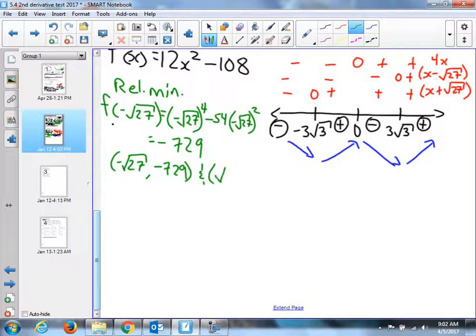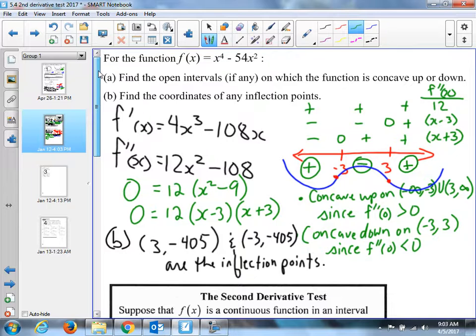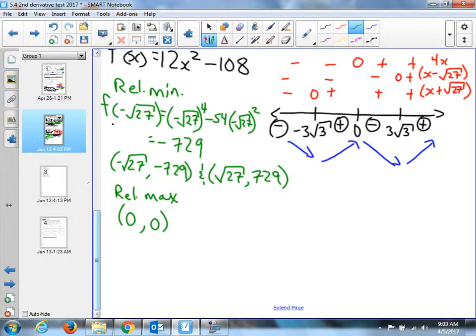And positive root 27, or 3 root 3 if you wish, 729. If you did a second derivative test and plugged those in, they come out negative. Relative max is at 0, comma, I think you can see this one is 0, on the original function, right? Okay. x to the 4 minus 54 times 0 squared. This is sort of a review of some other stuff. Now, I'm not going to actually use the second derivative test to see if those were maxes or mins, because I could see from my sign analysis with the blue sticks, right?